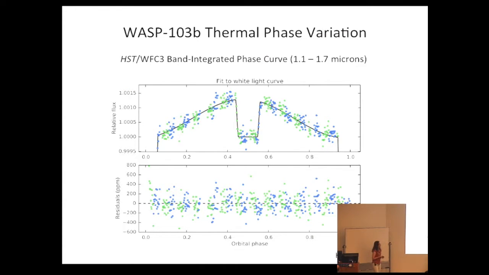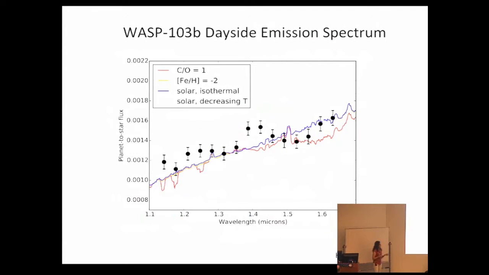This is the WFC3 band integrated phase curve. And you can see that it looks quite similar to what we measured for WASP-43. But if you look at the dayside spectrum, it's pretty different. So WASP-43 had a very strong water absorption feature, but WASP-103 does not. The predictions for what we would expect from a 1D TP profile, you'd expect a big water absorption feature right here, and that's not at all what we see.